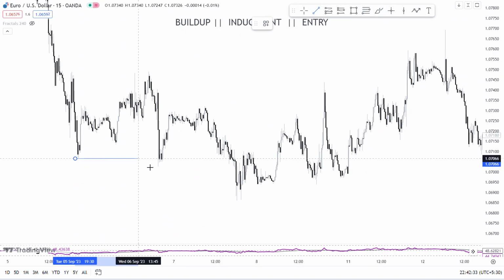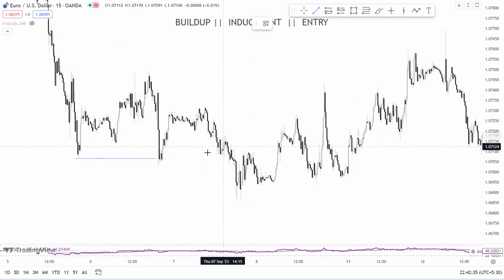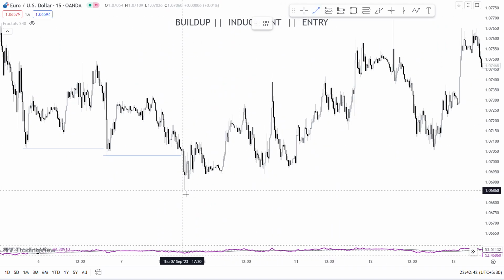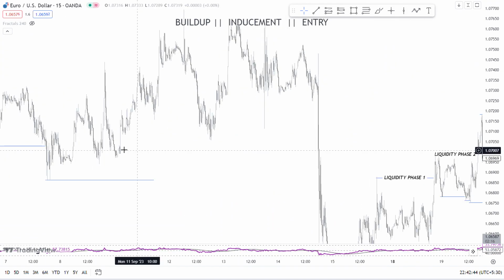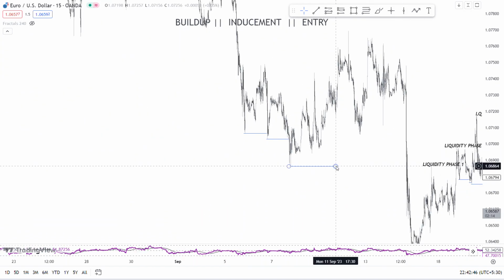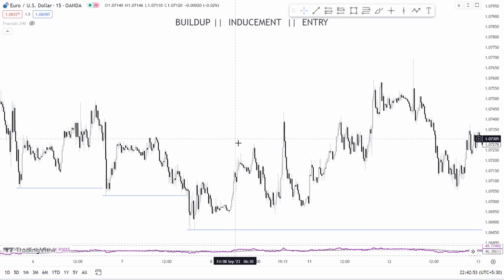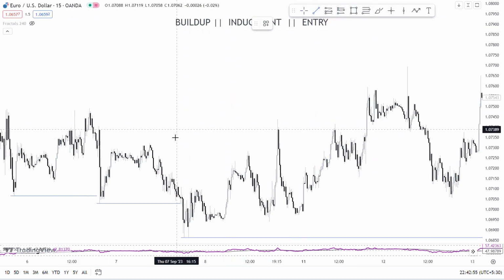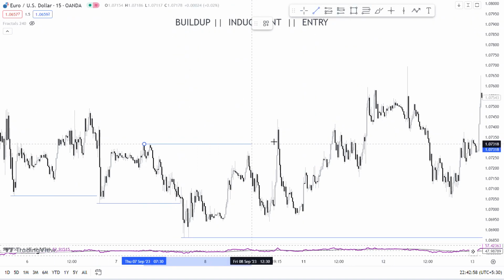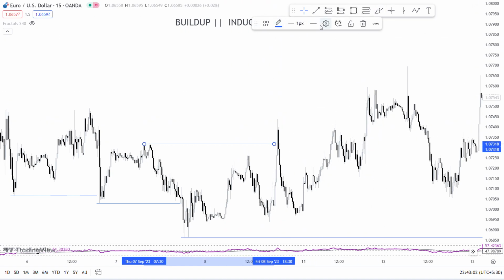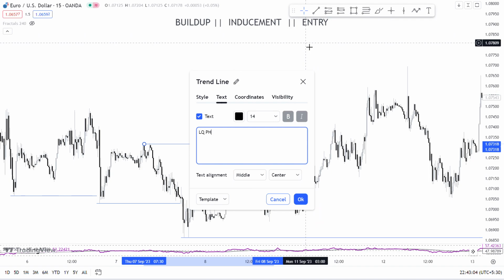Liquidity phase 1. This is the phase 1 of the liquidity. You can know easily if you mark the clean lines in the charts where the retail people and smart money people take the entries. Those are the liquidity levels. Phase 1, phase 2. Can you see? Again, here on the top, there are liquidity pools. Liquidity phase 1. Let me annotate it for you so it will be clear. LQ phase 1.